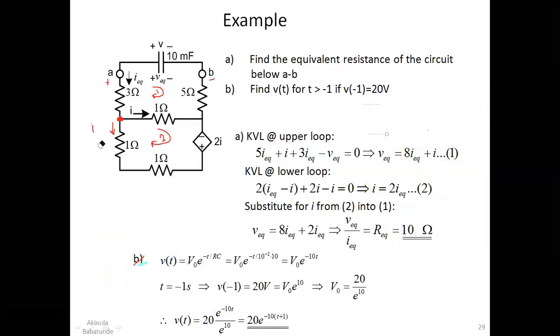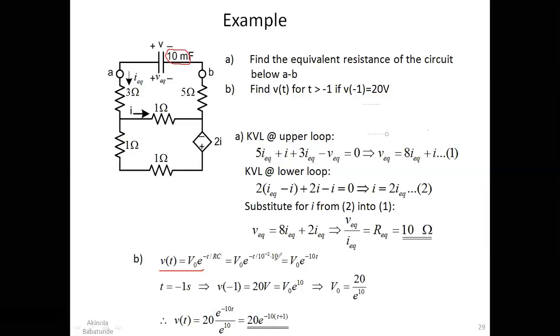We have been asked to find V of t for t greater than minus 1 if V of minus 1 is 20 volts. So how do we deal with cases like this? We know that our V of t is equal to V naught exponential minus t over RC. We know this already. So now this would be the same thing as V naught exponential minus t over, now our R, what is our R? Our R is 10 ohms.